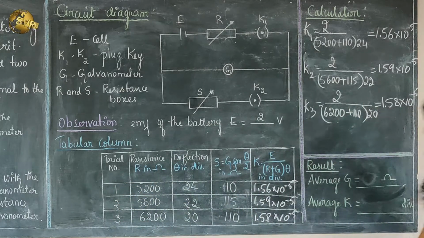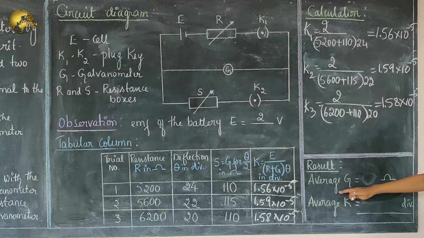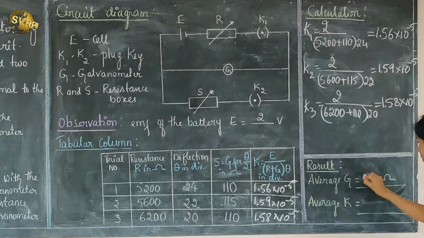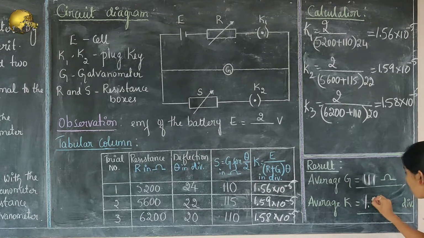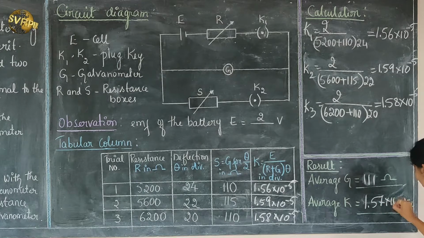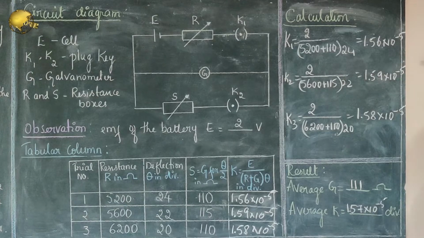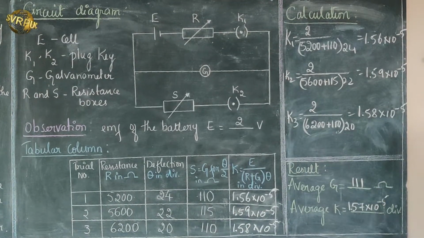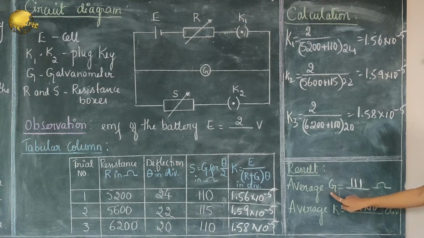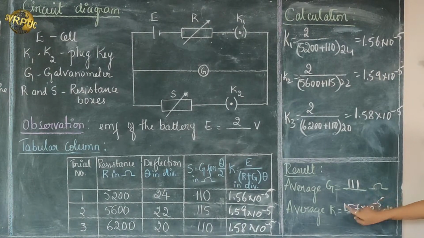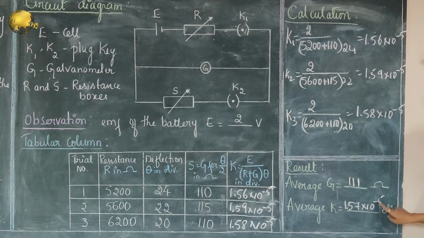Moving on to the result, we need to take the average of G and K. The average of G will be 111 ohms. The average of K will be 1.57 into 10 power minus 5 divisions. As per the aim, we have determined the galvanometer resistance and figure of merit. The resistance of the galvanometer is 111 ohms and the figure of merit is 1.57 into 10 power minus 5 divisions.